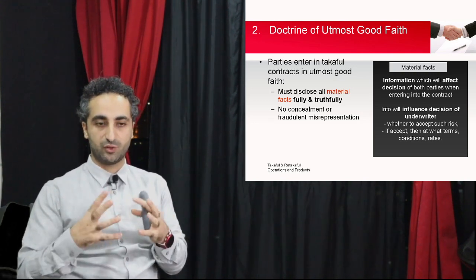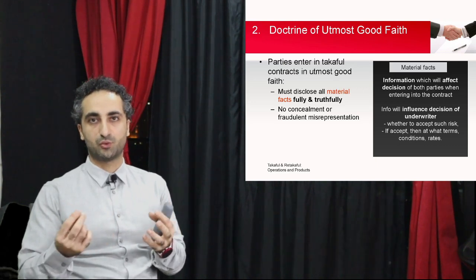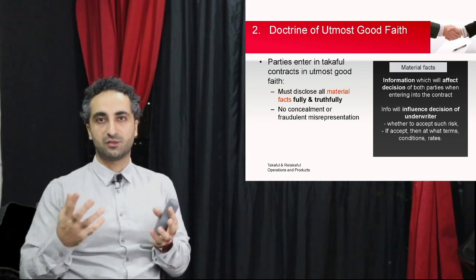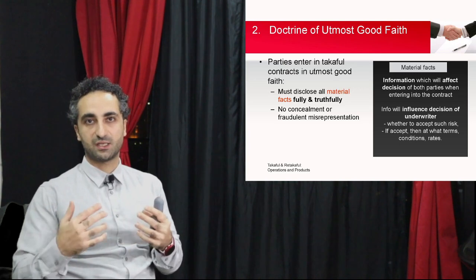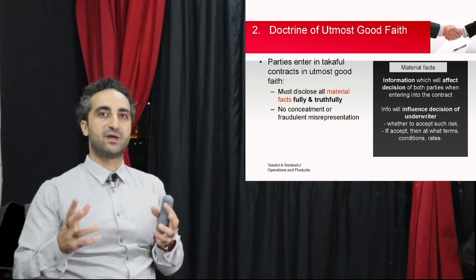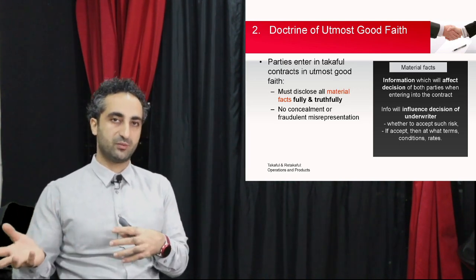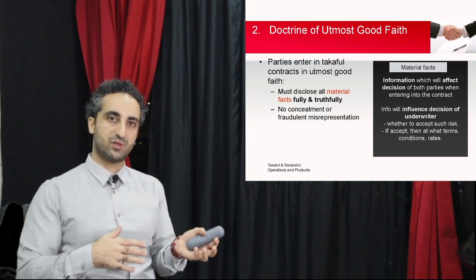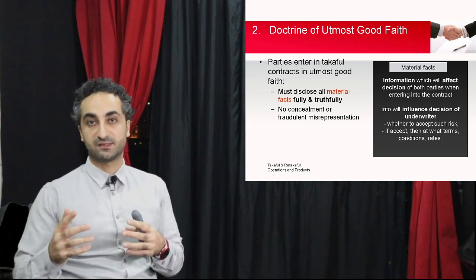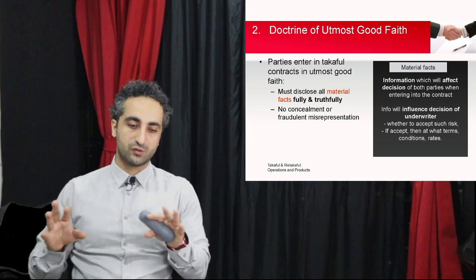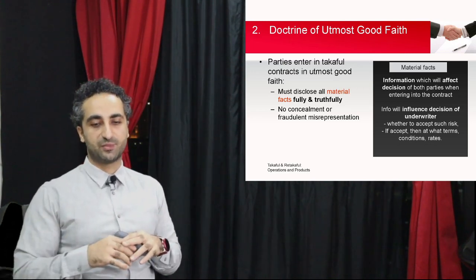Of course, to enter into such a contract, number one, we need you to be trustworthy. So do not lie and tell us, for example, the value of my house is 2 million, whereas it's 1 million, or the car is 1 million, whereas it's 10 million, etc. So no concealment or fraudulent misinterpretation.